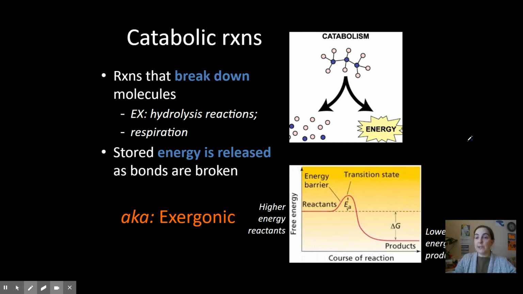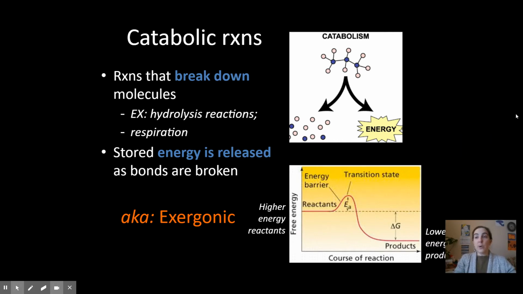And this is the graph we looked at yesterday. You can see in this case, there is less free energy stored in the bonds of the products. So the free energy within the molecules, the available energy is decreasing. So delta G in this case is less than 0. Delta G is negative.